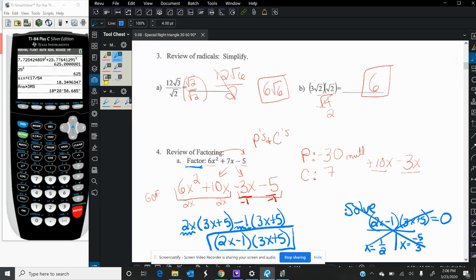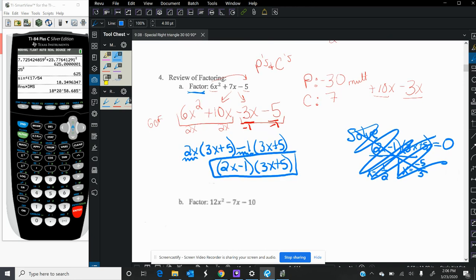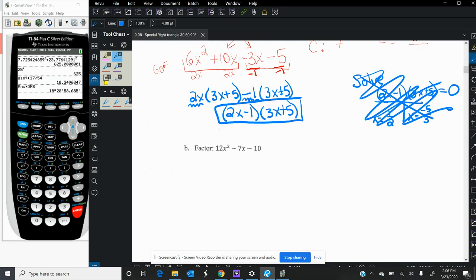Again, it didn't ask us to solve, so that's not what we're going to do in this case, but for the most part, we end up solving with the questions we have. This is really just practice to make sure you're confident with your factoring.